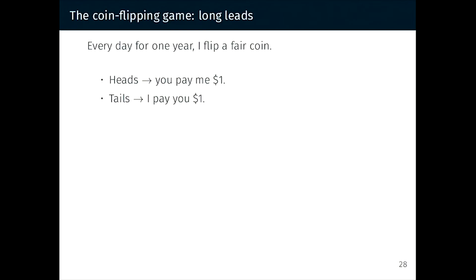And so every day for 1 year, I'm going to flip a fair coin. It's really fair. And if it's heads, you'll pay me $1. And if it's tails, I'll pay you $1. And we'll just do that every day for a year. Simple game. It's a fair game because it's a fair coin, obviously. On average, no one's ahead, no one's behind. On average, we're both even.